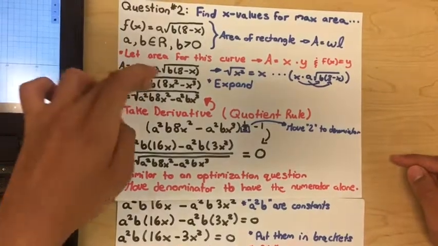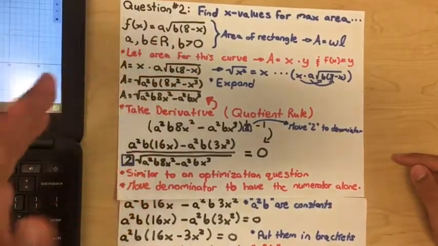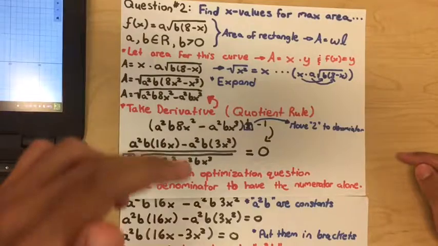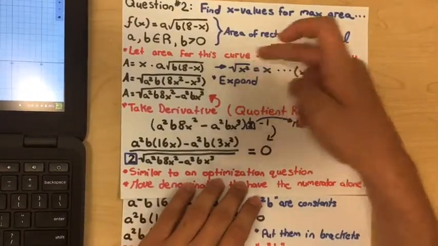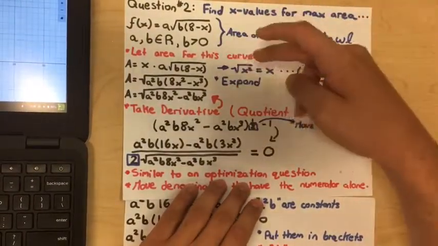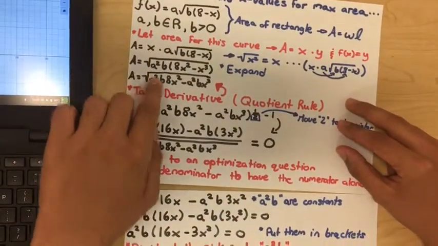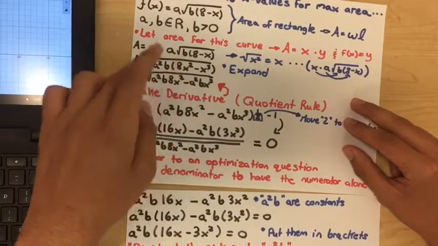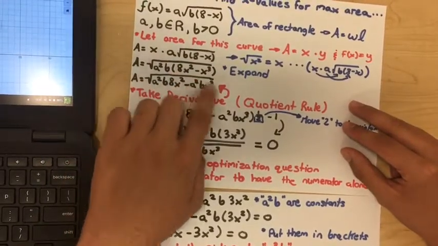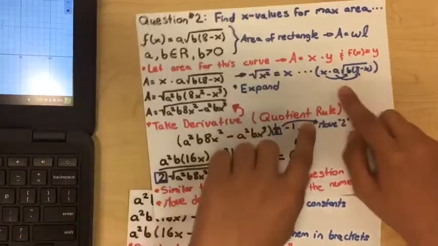So x times a square root b, and inside the brackets 8 minus x. And as we all know, the square root of x squared is equal to x, and then I just expanded it. So when it was expanded, the a became a squared times b, and inside the brackets 8x squared minus x cubed. That's exactly what happened right here.